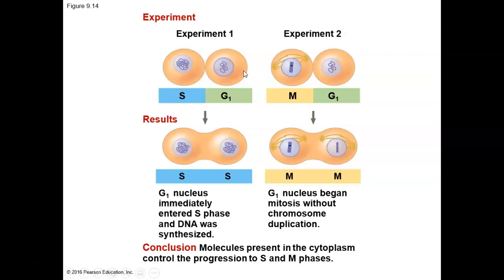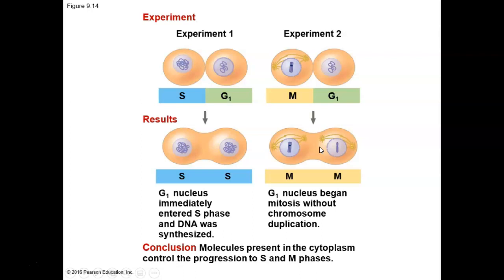And this experiment shows that if they take a cell that is in S phase and a cell that is in G1 phase, and they fuse them together in a laboratory, both of the nuclei in this new fused cell will both be in S phase. So we have an S and a G, we put them together, everybody's S. Similarly, if we take an M and a G1, we fuse them together, everyone is then in M.